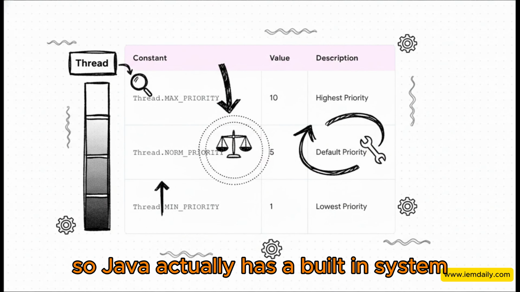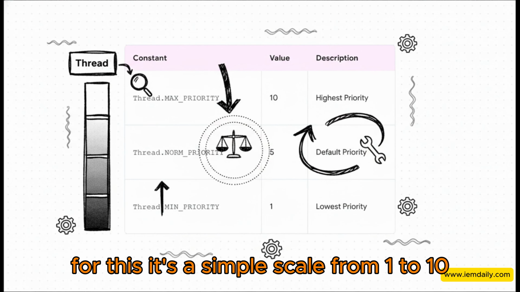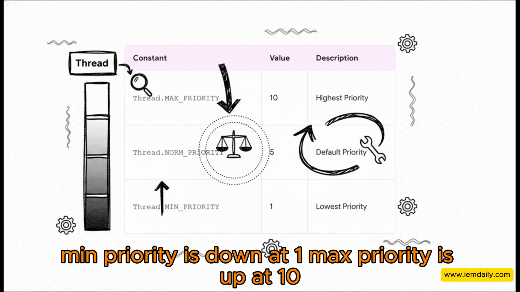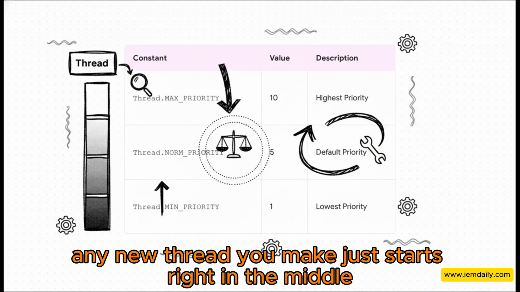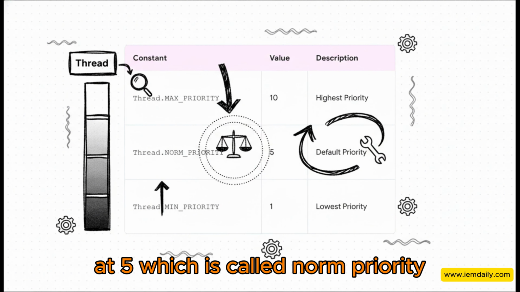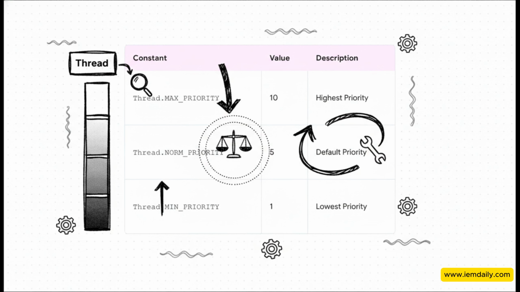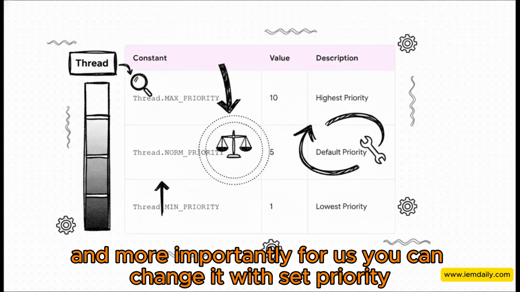So Java actually has a built-in system for this. It's a simple scale from 1 to 10. Min priority is down at 1, max priority is up at 10, and by default, any new thread you make just starts right in the middle, at 5, which is called norm priority. And you can check this with getPriority, and more importantly for us, you can change it with setPriority.